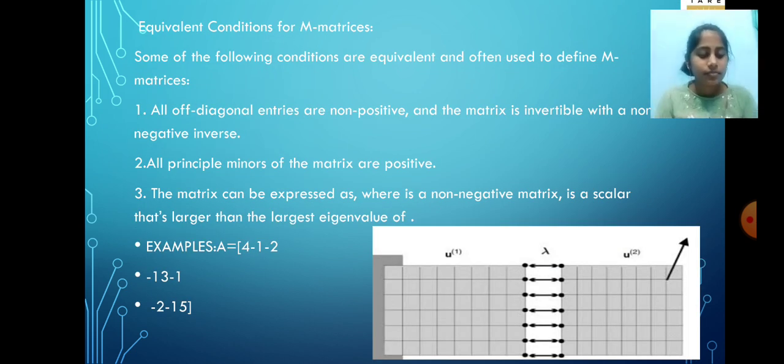Equivalent condition. Equivalent conditions of M matrices. There are many equivalent conditions for non-singular M matrices, including positivity of principal minors, inverse positivity, splitting, stability, semi-positivity and diagonal dominance. All off diagonal entries are non-positive and the matrix is invertible with non-negative inverse. The principal minors of the matrix are positive.